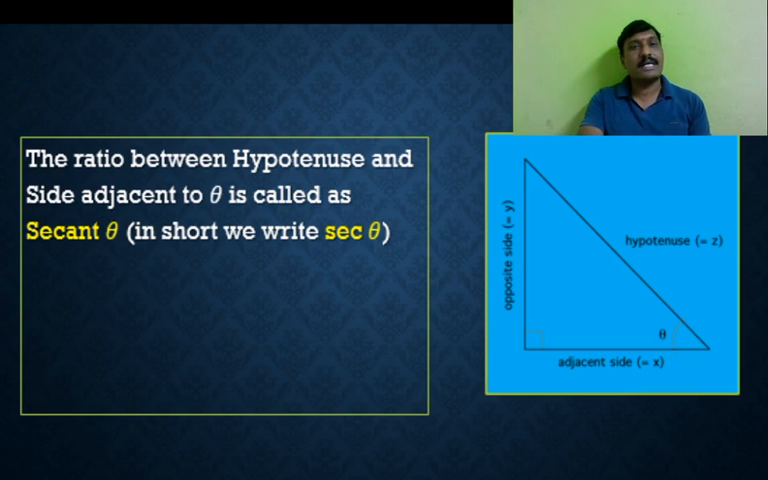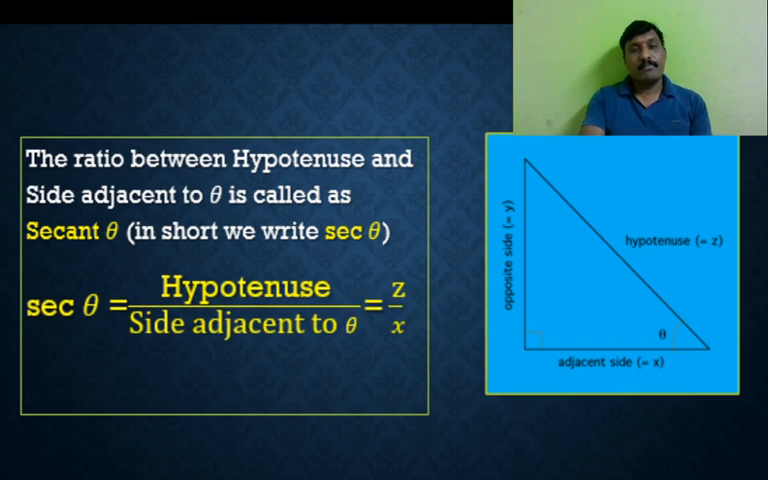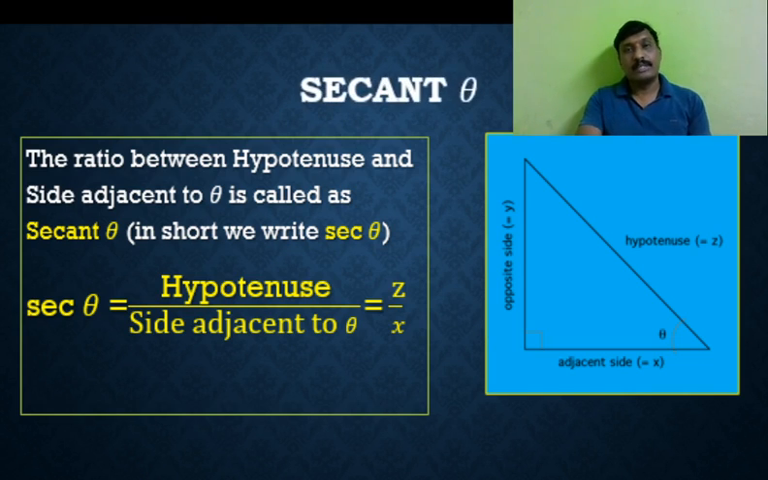In short form, we call it the sec theta. Mathematically, we can write hypotenuse upon side adjacent to theta is called the sec theta. With the names of the sides, hypotenuse z by x is called the sec theta. What is the cos theta? Side adjacent to theta by hypotenuse. Now if you take the reciprocal, it becomes the sec theta. Therefore, sec theta is also written as 1 by cos theta.